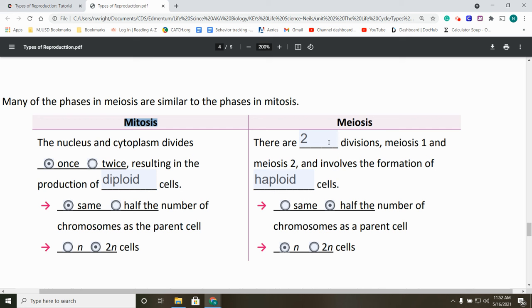There are two divisions, meiosis. There are two divisions, meiosis 1 and meiosis 2, and involves the formation of haploid cells. Half the number of chromosomes as a parent cell. This is N cells.